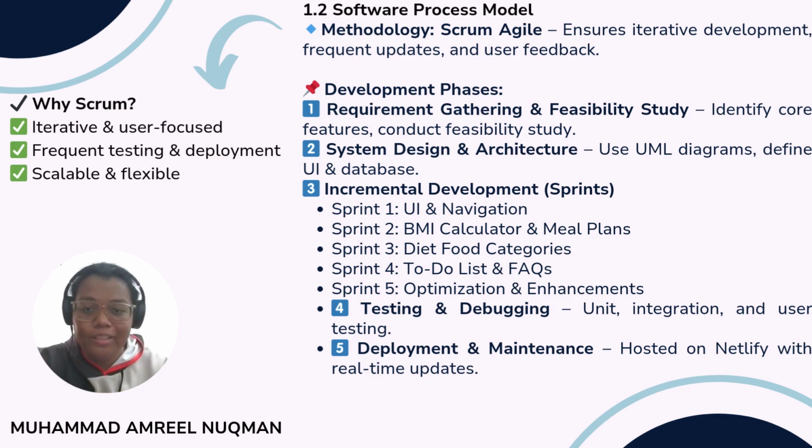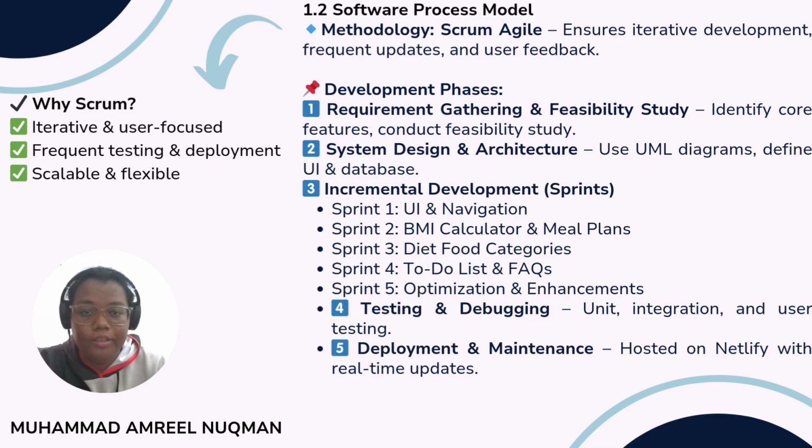The second one is 1.2 software process model. We use the Scrum Agile methodology, ensuring iterative development, frequent updates, and user feedback. So for the development phases, the first one is requirement gathering and feasibility study. Identify core features, conduct feasibility study. The second one is system design and architecture. Use UML diagrams, define UI and database.